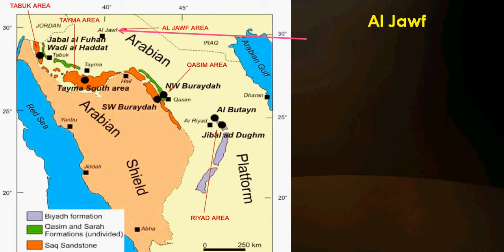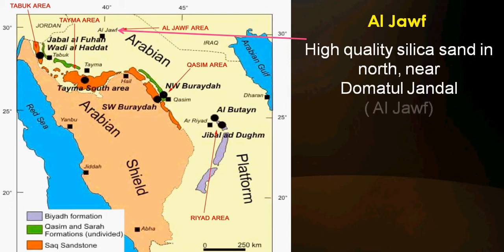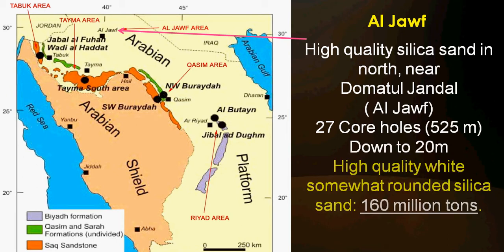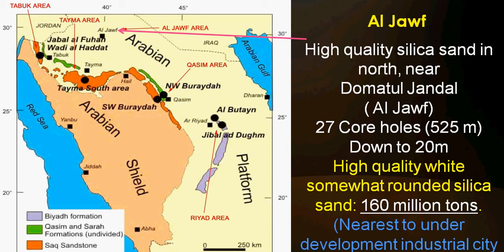Further north in Al Jof, there is a town, Domatul Jandal, and 30 kilometers south of Domatul Jandal, the Saudi Geological Survey team drilled 27 core holes totaling 525 meters, down to a depth of 20 meters, and they found high quality, white and somewhat rounded silica sand and a resource of 160 million tons. In fact, this area is much bigger than what the Saudi Geological Survey has discovered, but most of the area is buried under the sand. It is very interesting and important to know that this is the closest silica sand mining area to the newly developed industrial city of Wad al-Shumal.